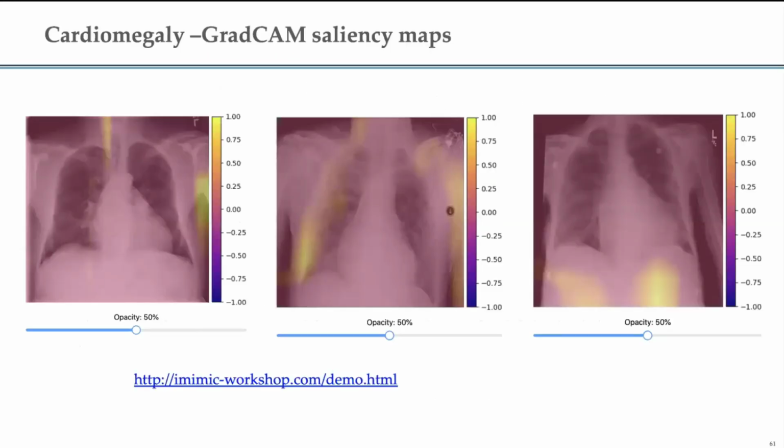Another work that came out of this workshop, which is an ongoing workshop, looks at these maps for, in this particular case, cardiomegaly, which is essentially a heart condition. What we often find is that the saliency maps highlight areas that are far away from the heart. You don't have to be a clinician to know that this is not where your heart is. So being somewhat skeptical of these is also potentially healthy.